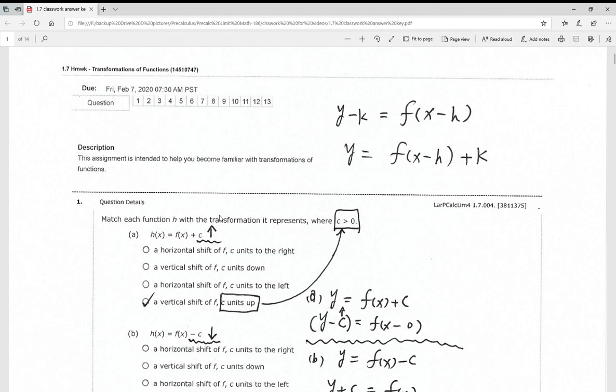Now, 1.7, transformation of functions. This section is a very, very important foundation for your chapter 4, trigonometric functions. So if you feel it is hard and want to give up on this section, then I think you better just drop from this class right now.